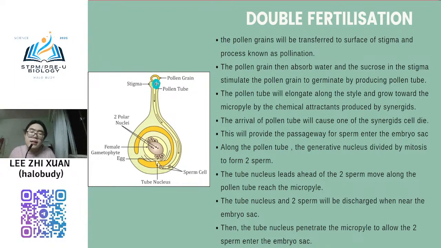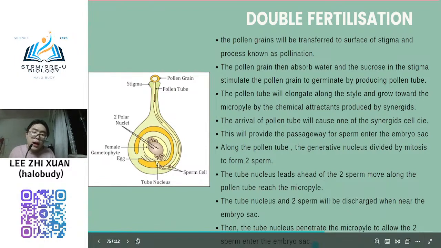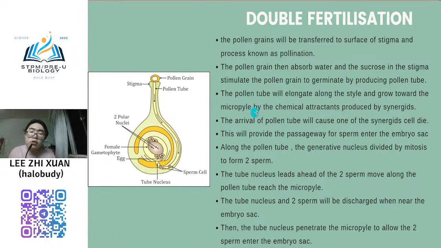So once it already sticks, the pollen tube will be developed. You see that the pollen grain will absorb water, and the sucrose in the stigma will stimulate the pollen grain to germinate by producing a pollen tube. So the pollen tube is formed so that the nucleus from the pollen grain can start to move from the stigma to the ovule. So the pollen tube will elongate along the style and go toward the micropyle by the chemical attraction produced by the synergids. So the arrival of the pollen tube will cause one of the synergid cells to die, and then they will provide the passageway for the sperm to enter the embryonic sac.